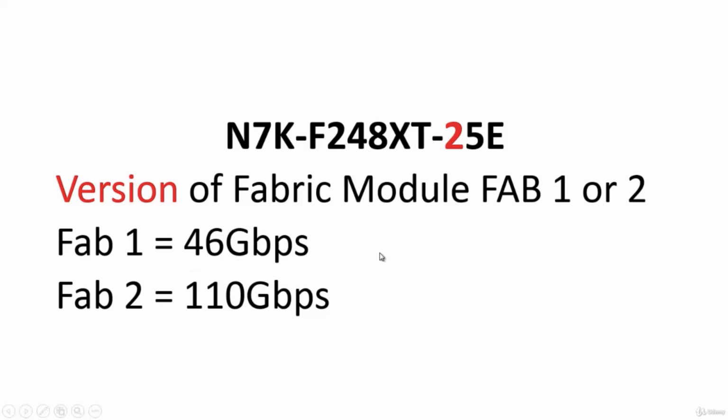If your line card is capable of 550 Gbps, then you need to use 5 fabric modules of version 2, because 110 multiplied by 5 equals 550. So you also need to check how many fabric modules can be connected in one chassis, because these Nexus are very much hardware specific. You need to check data sheets. Each chassis has its own limitations and restrictions.